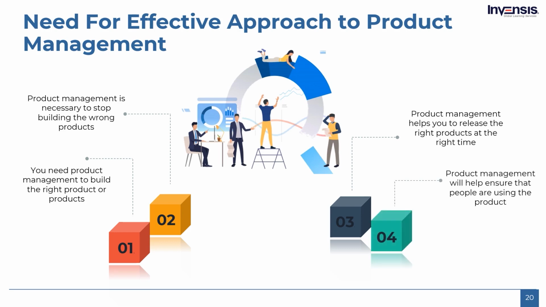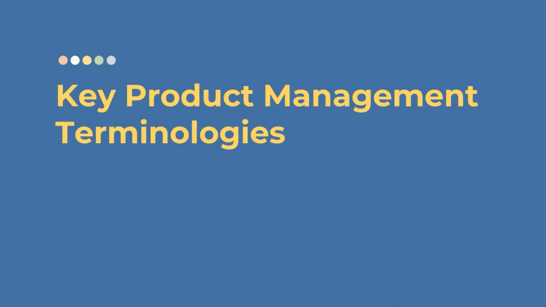Lastly, product management will help ensure that people are using the product. Part of product management is marketing to potential end users. If people don't know that functionality is available to them, then they are unlikely to use or buy it. Great. So, now you know what exactly is product management, and why it is important. Now let us learn about the product management lifecycle.